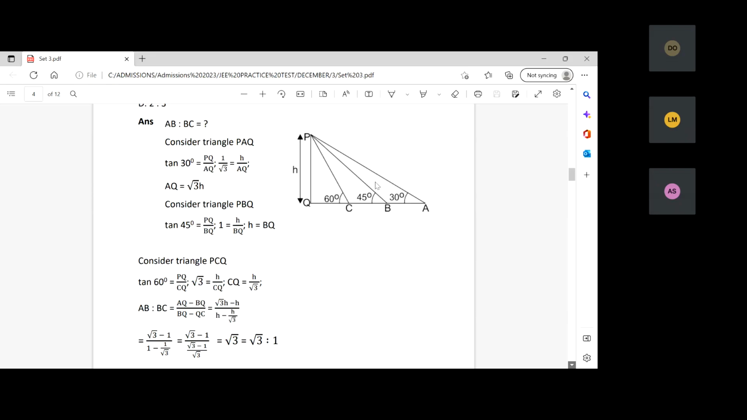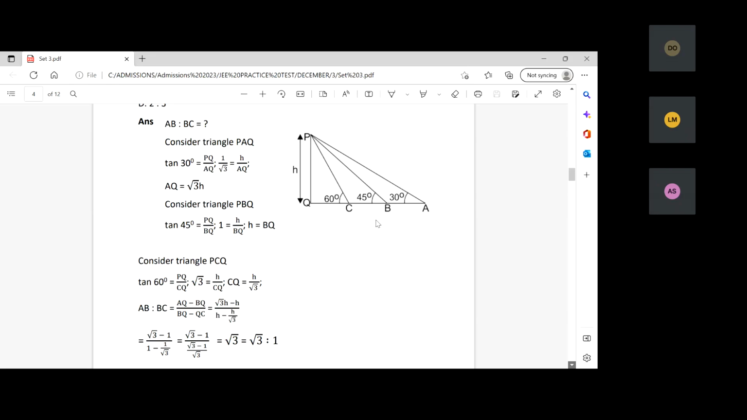Now consider the next triangle, which is PBQ. Here you have tan 45, which is PQ by BQ, H by BQ. It's 1 is equal to H by BQ. So you got H is equal to BQ. Now consider the next triangle PQC. Here tan 60 equal to root 3, which is equal to PQ by QC, that is H by QC. Here also you have the value of QC, or CQ, as H by root 3.